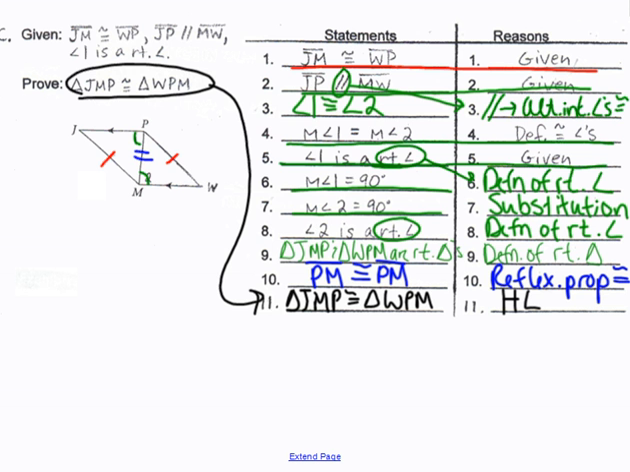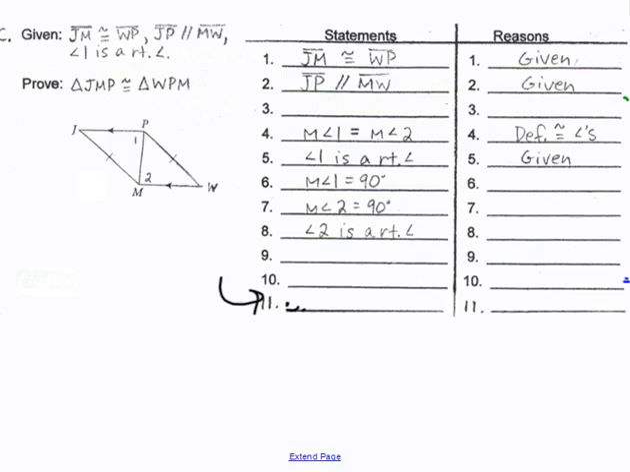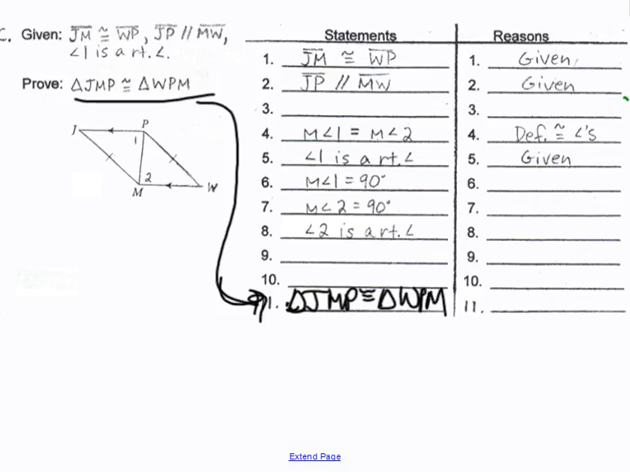Last one. I think is already done on your sheet, but if not, we're going to do it anyway. So do what you need to prove, put that last, so triangle JNP is congruent to triangle WPM. And here we go, we start off. We have JM congruent to PM.